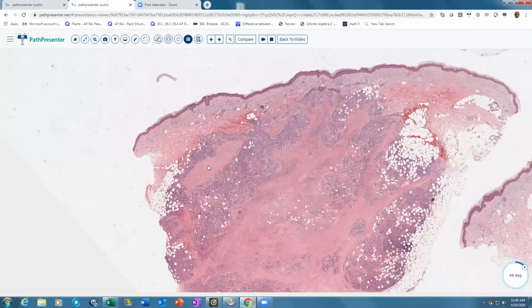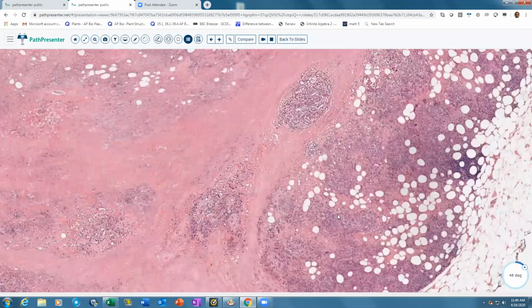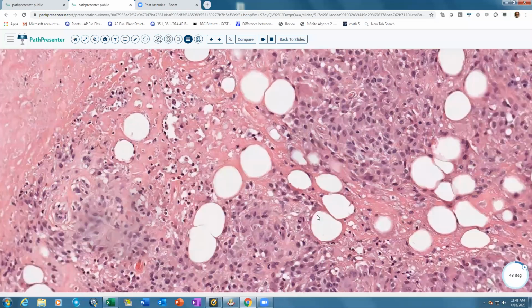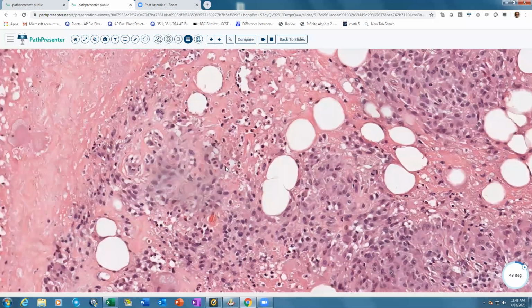So that is the necrobiotic xanthogranuloma, because if you go high power, you're going to see xanthomatous cells, which are lipid-laden macrophages. You can see a lot of xanthomatous cells within the infiltrate.